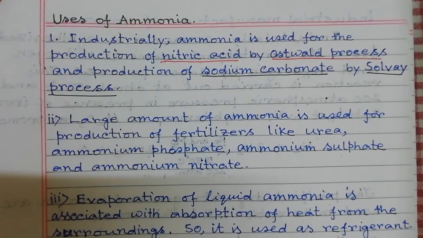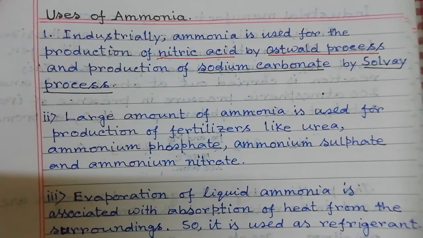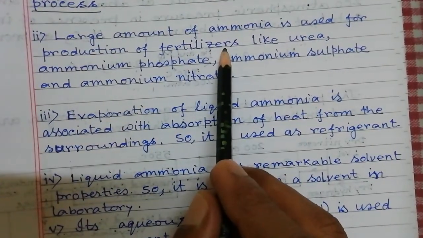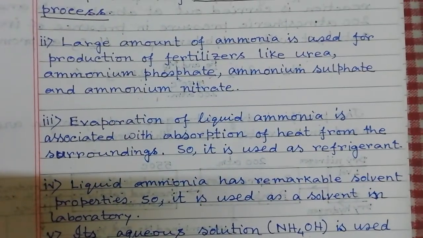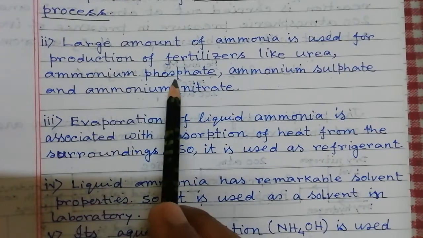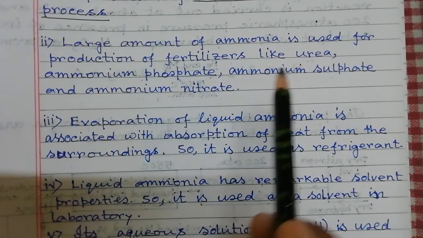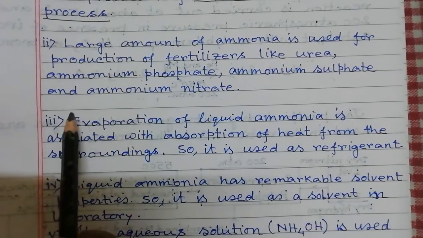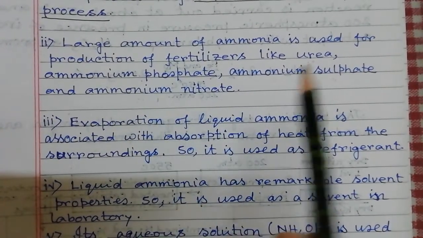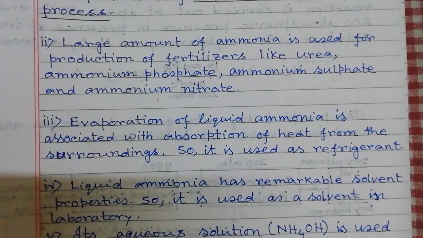A large amount of ammonia is used for the production of fertilizers. Which fertilizers? The fertilizers urea, ammonium phosphate, ammonium sulfate, and ammonium nitrate. Out of these four, urea is the organic fertilizer.